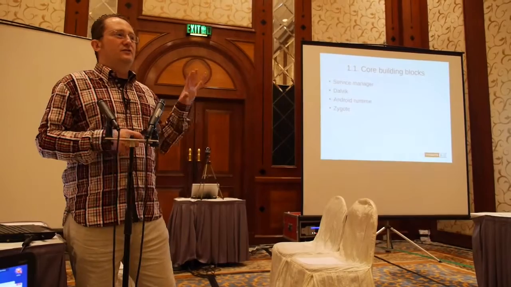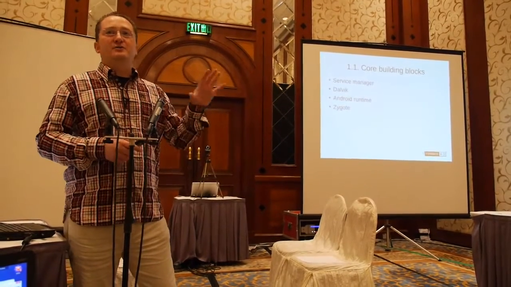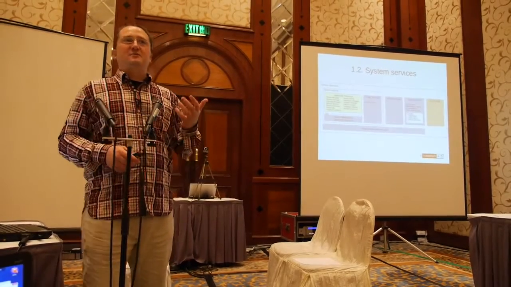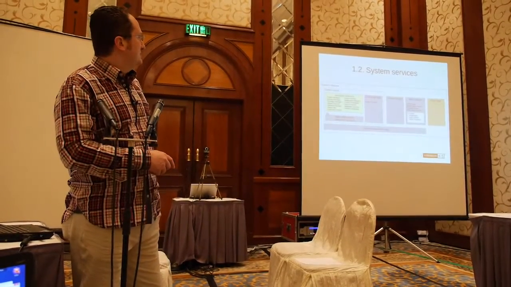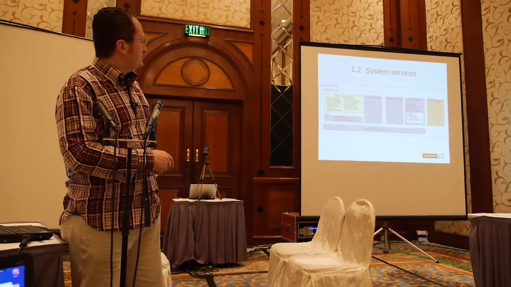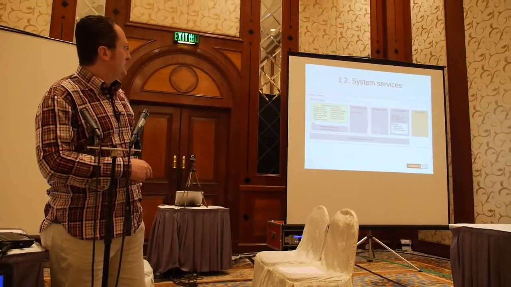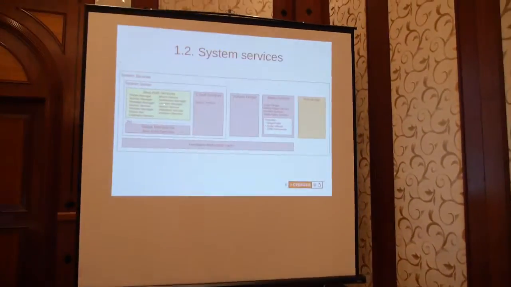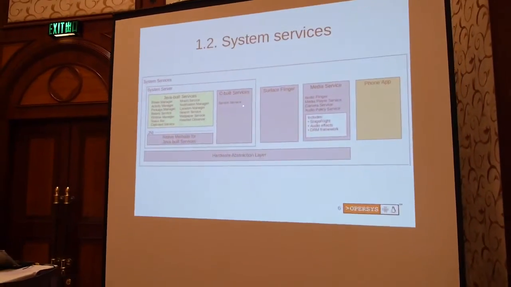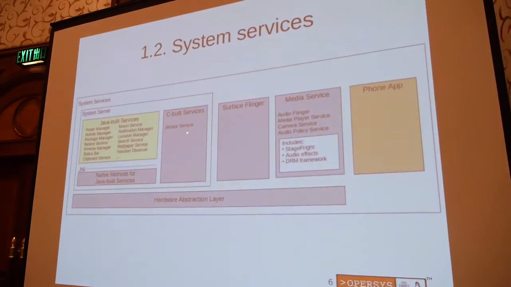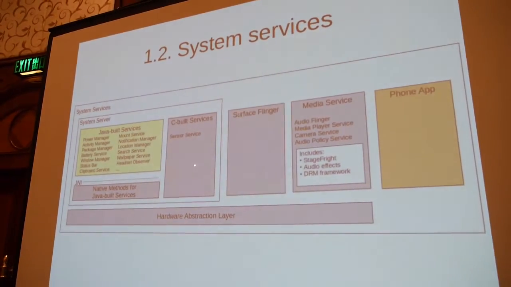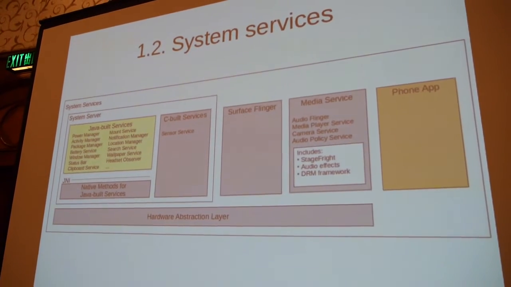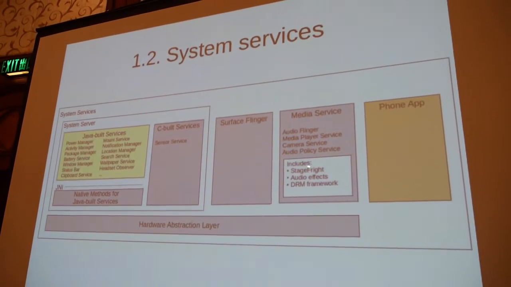These are the things that you need there prior to all the rest of the things starting up. The next thing that comes up, of course, is the system services. As I said, you have the system server, which houses all the Java-based system services. You have C services, namely presently just the sensor service. Previously in Gingerbread, there was also the Surface Flinger. In Jelly Bean, it's now a separate process.